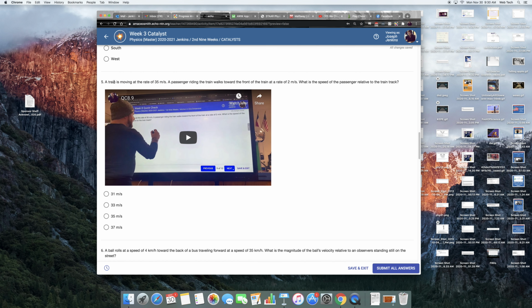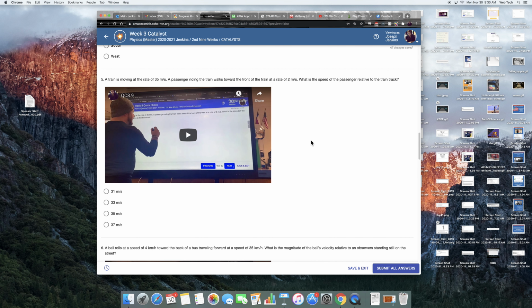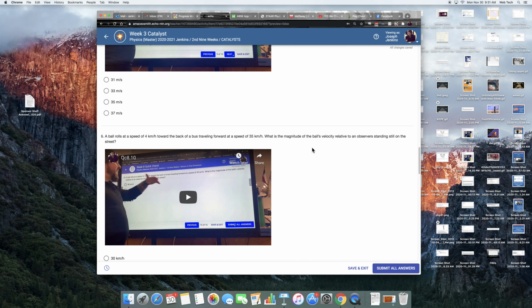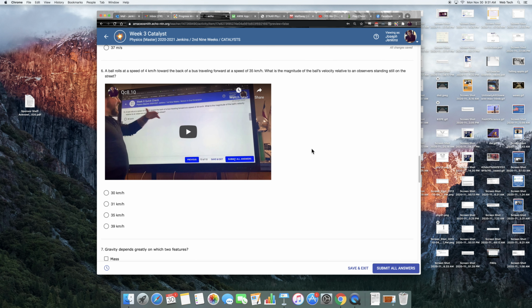Oh, how about this one? A train is moving at their... I explained that one right there. I don't need to go through that one. That's relative motion. You got to look at how fast things are going relative to each other. Both of those are relative motion. Check them out.